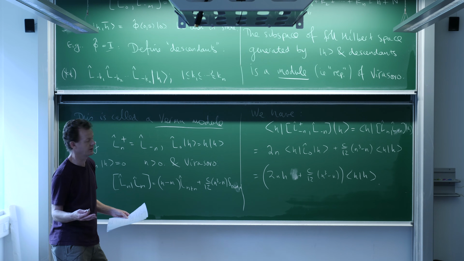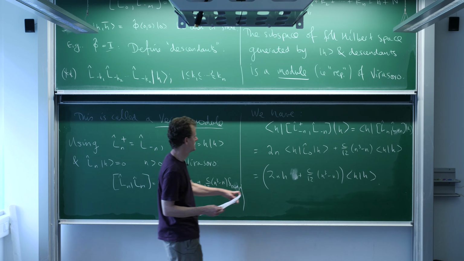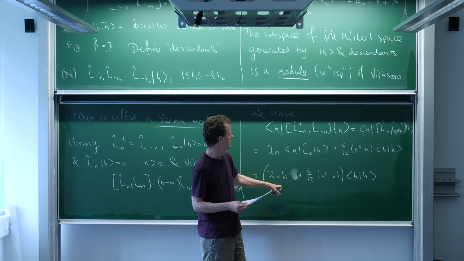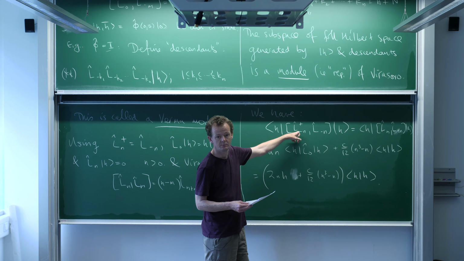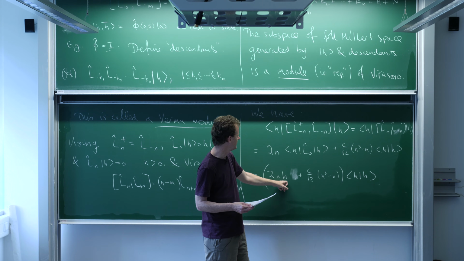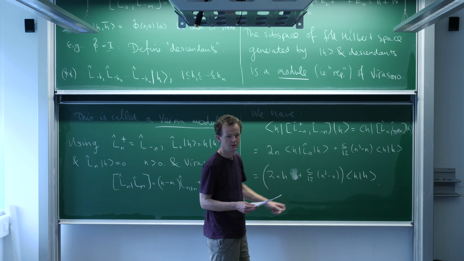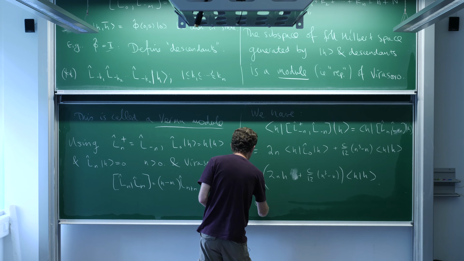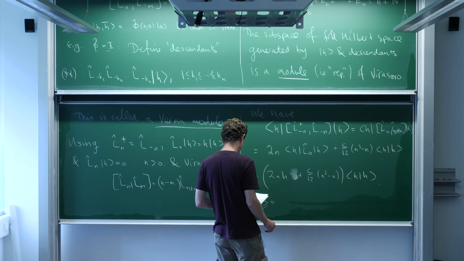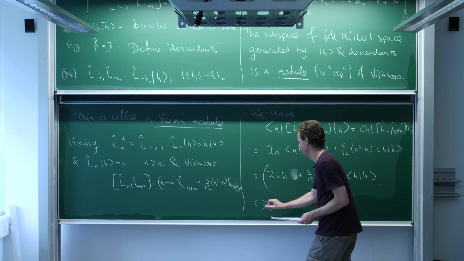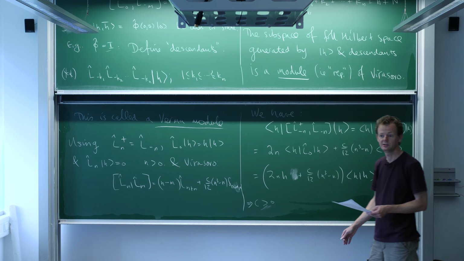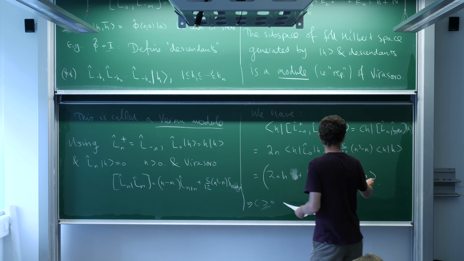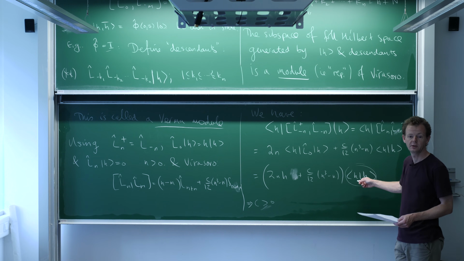Now, as n becomes very large, this thing here is positive, right? As n becomes very, very large, this becomes negative if c is negative. So we already learned that c must be greater than or equal to 0 if this is a positive inner product. The other option is that the inner product of h with itself is 0. That's the other option.